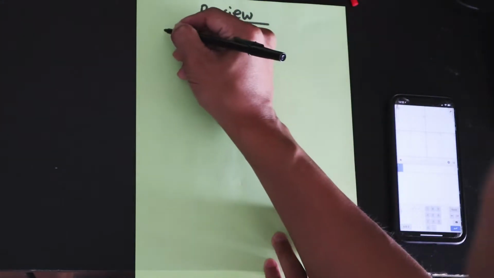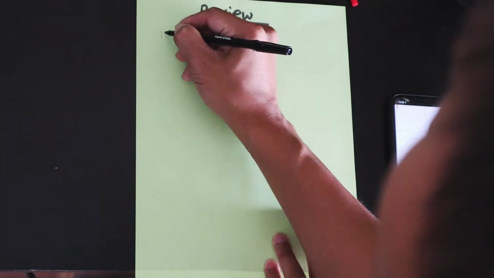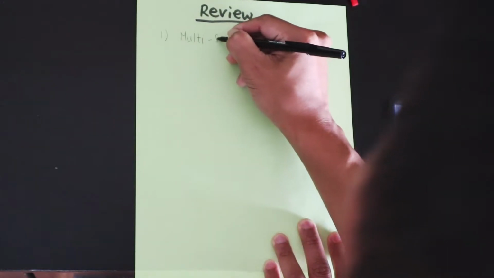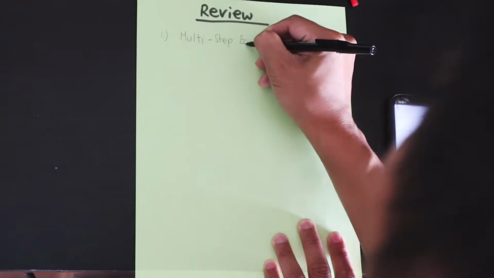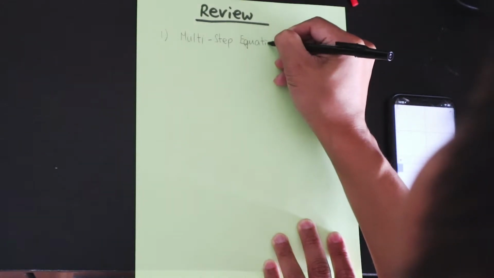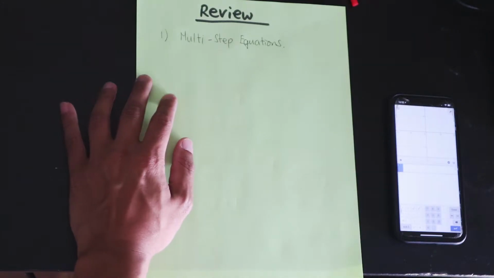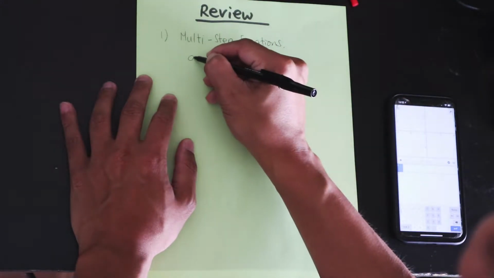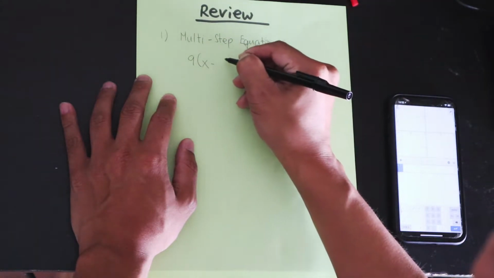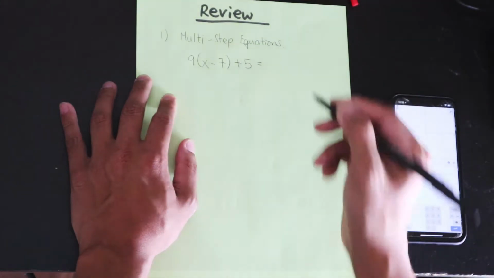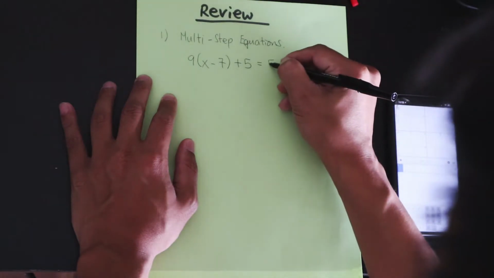And I'm going to write some problems down. For example, I'm going to put multi-step equation. This is something that we have learned last time, and I'll give an example just in case you forgot. Let's say you have something like 9 multiplied by the quantity of x minus 7, and then plus 5 is equal to 5, like this.